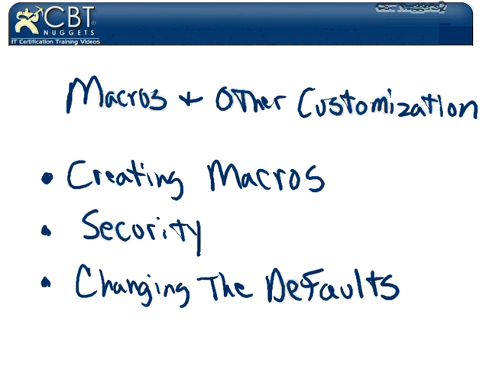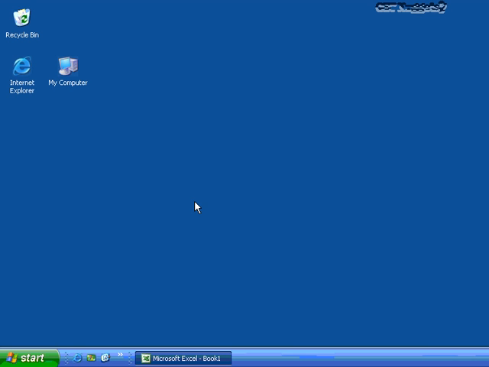In this video, we're going to take a look at how we create some macros, edit macros. We'll also look at the security that we need to set when we are running these macros. And then finally, something that we've kind of touched on, and it's kind of important, and we're going to talk about it here, is when we change the default settings for our Excel 2003. The first thing that we're going to take a look at are macros.